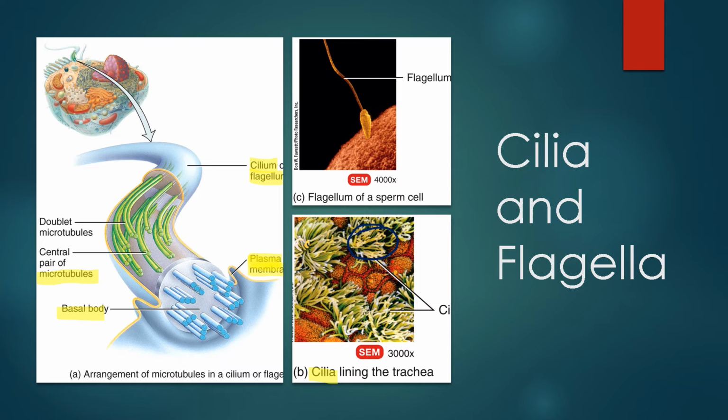Flagella, like I said, are very similar in structure to cilia, but typically flagella are much longer, and usually flagella work to move an entire cell, like we see here with a sperm cell. So this is a flagella moving the entire cell, whereas cilia are just little hair-like projections that usually just move things along the surface of the cell, like mucus, and don't move entire cells' locations.